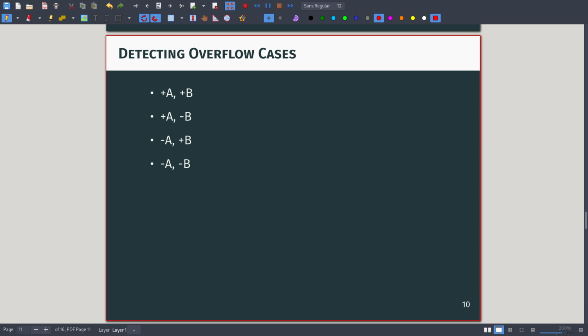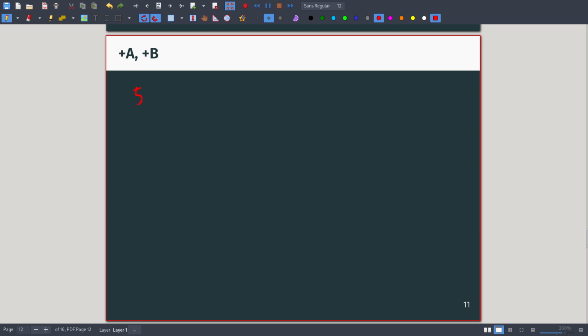Luckily, to resolve this, you can break this up into cases: both positive, differing signs, both negative. Let's look at the both positive case. So for example, let's just say 5 plus 3. Our encoding of 5 is 0, 1, 0, 1, and the encoding of 3 is 0, 0, 1, 1. We add them together, so you get 1, 0, 0, 0.